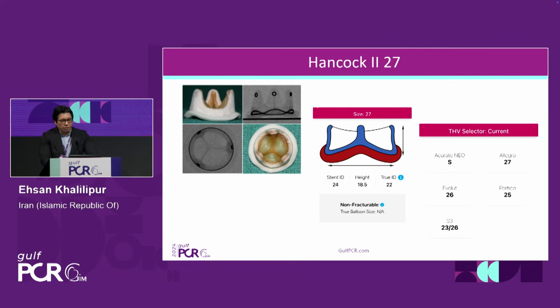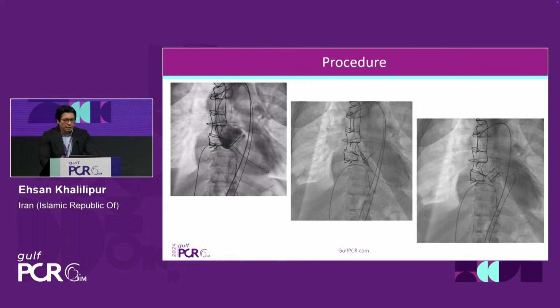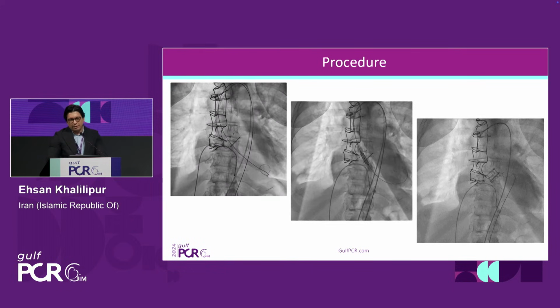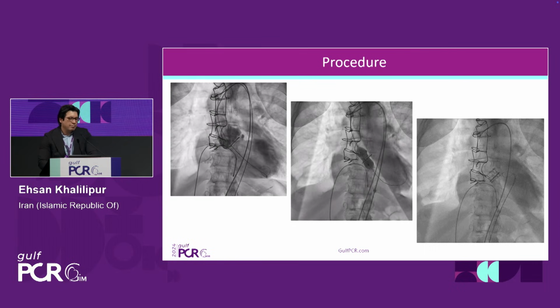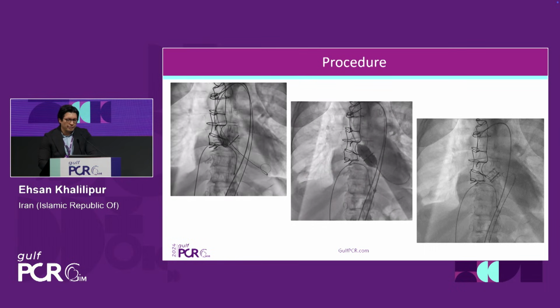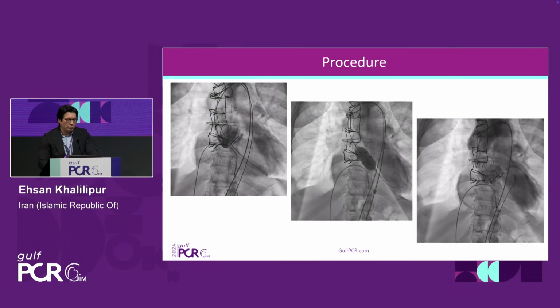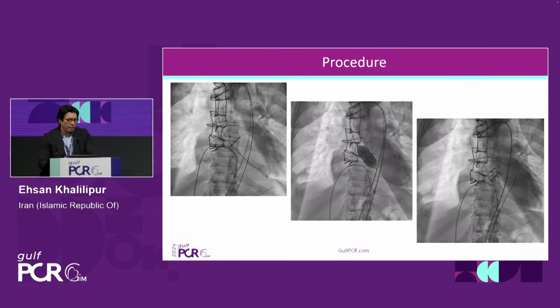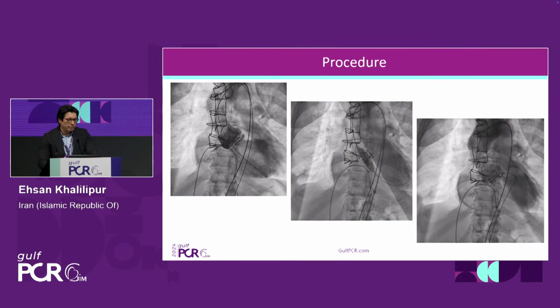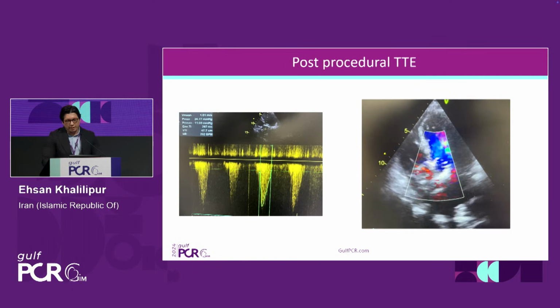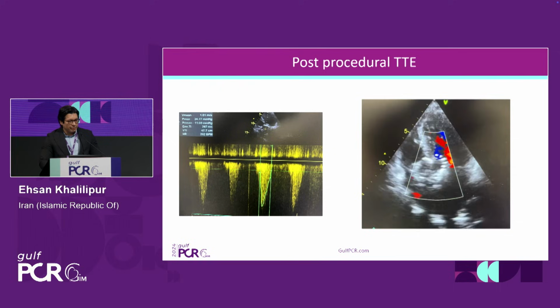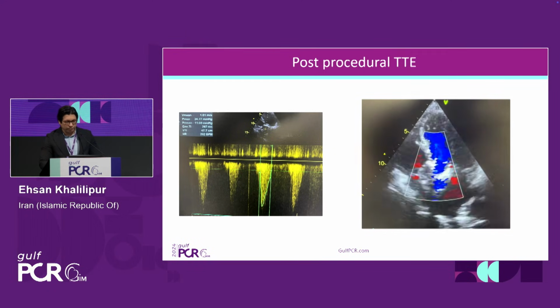In this case, Hancock 2 shows a non-fracturable stent ID of 24, and it is suggested to go for a balloon-expandable valve of 23 or 26. For this case, because we had 25 millimeter of ID, we went for a 26 Myval THV, and this is the deployment and final angiographic result, which shows mild paravalvular leakage and good, acceptable deployment. And this is the post-procedural assessment, which shows a mean gradient of 11.